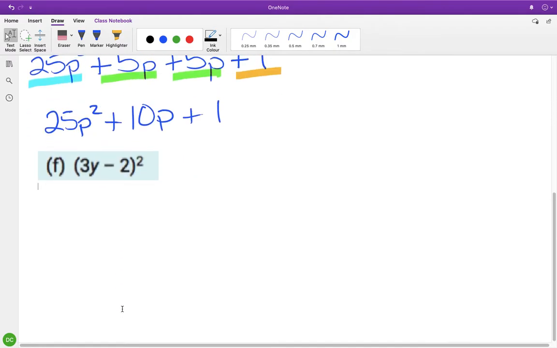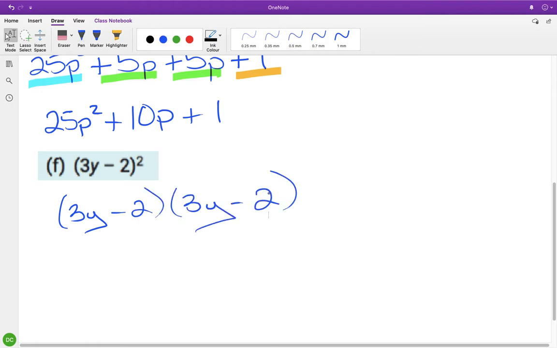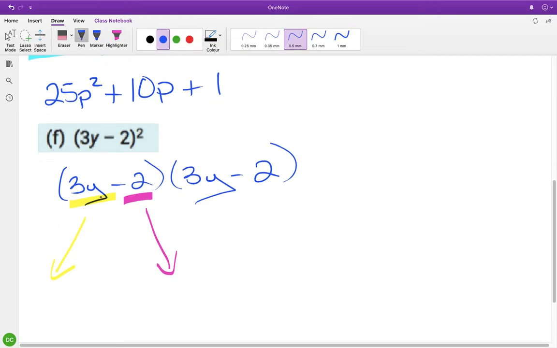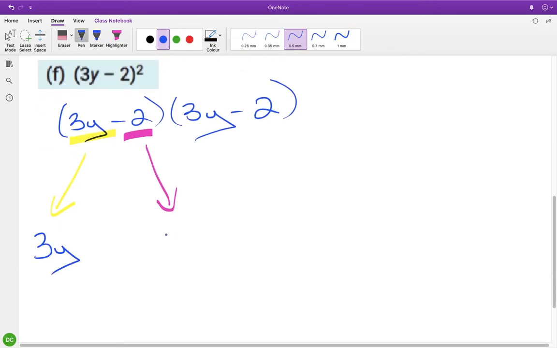Okay, so it's exactly the same thing here. Just different numbers. So recognize the square means that you've got two of them, so you write it twice. Okay, so then we're going to take this, we're going to write it over there. We're going to take this, and we're going to write it over here. So we're going to split up that first bracket. So the 3y goes here, and the minus 2 goes here. Second bracket then gets written after the 3y, and it gets written again after the minus 2.